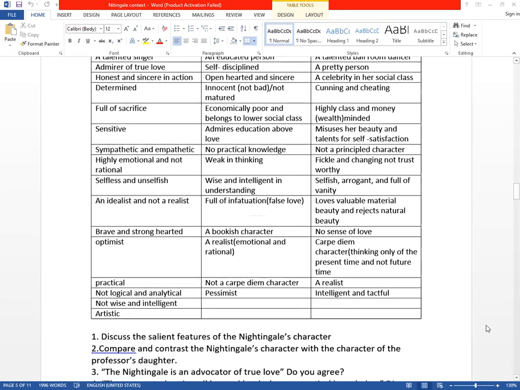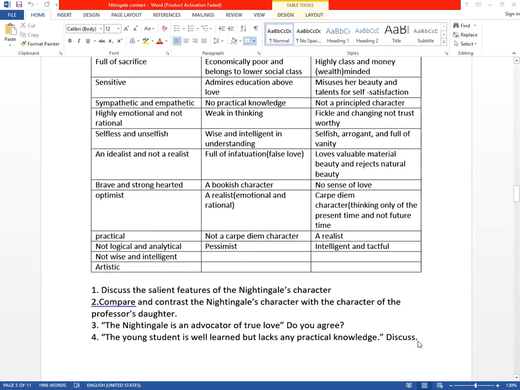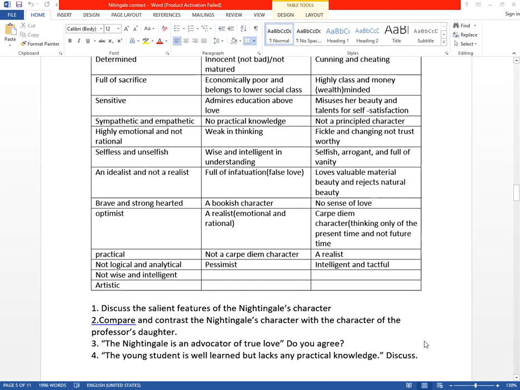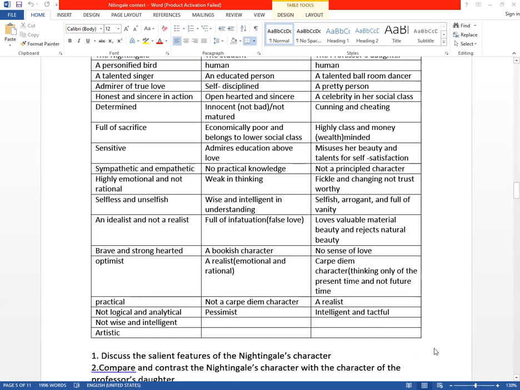The analysis of the student's character. Okay, write down next paragraph. Introduction.